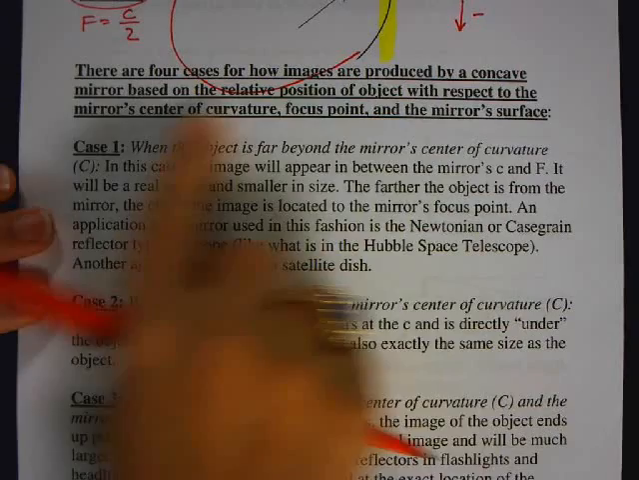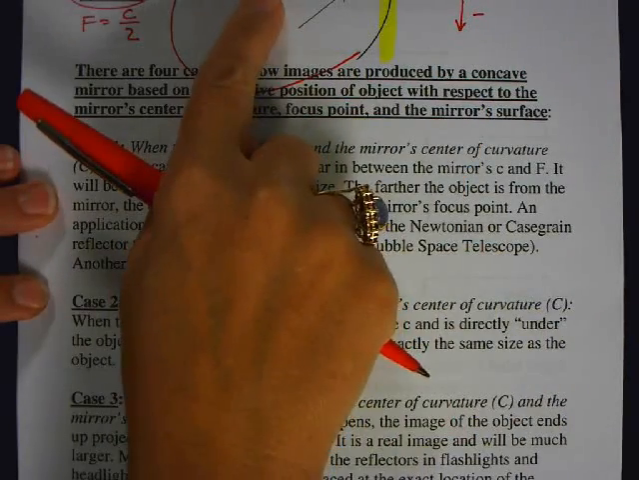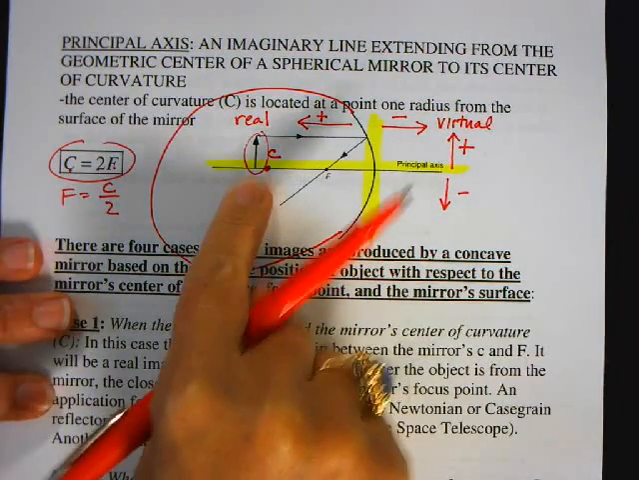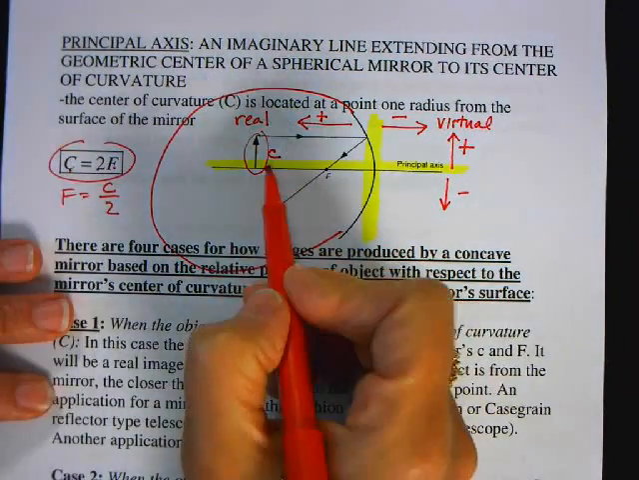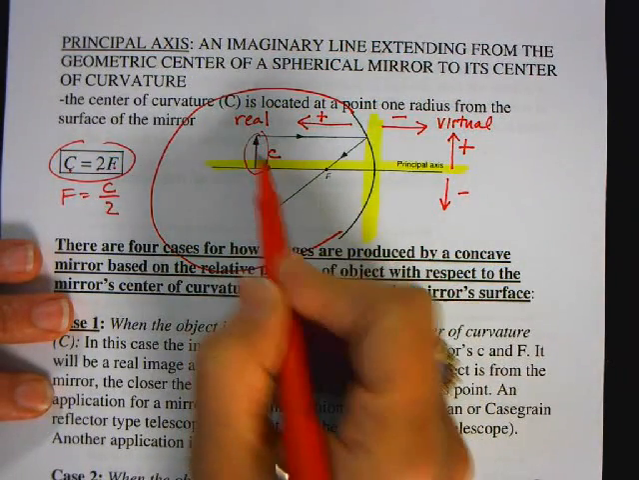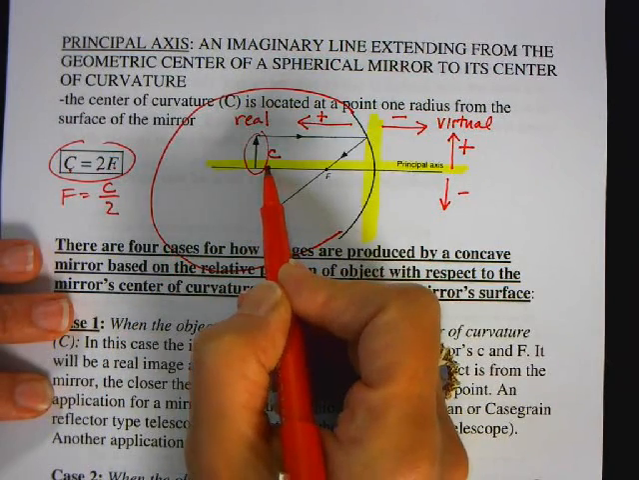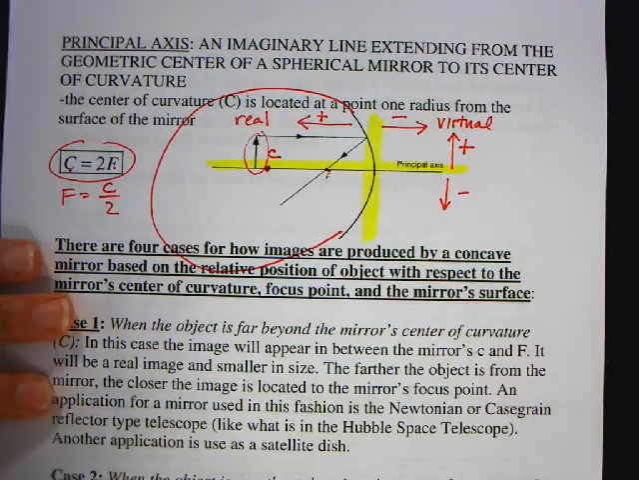Now there's 4 cases for these types of mirrors because it depends on where we place the object. We use an arrow to represent an object. It depends on where this arrow or object is placed in reference to a few things. The things that make a difference are C and F. So is this object placed beyond C? Is it placed on C? Is it placed between C and F? Or is it placed between F and the mirror? So those are my 4 different scenarios.